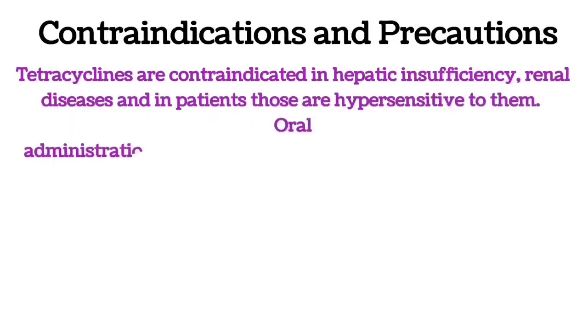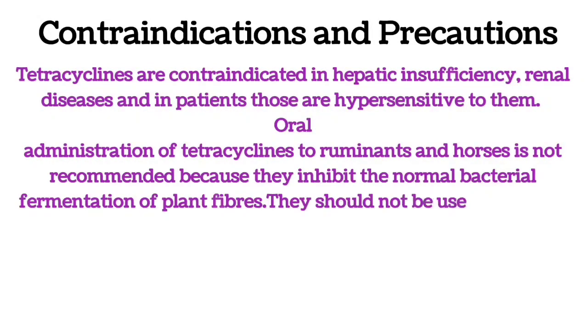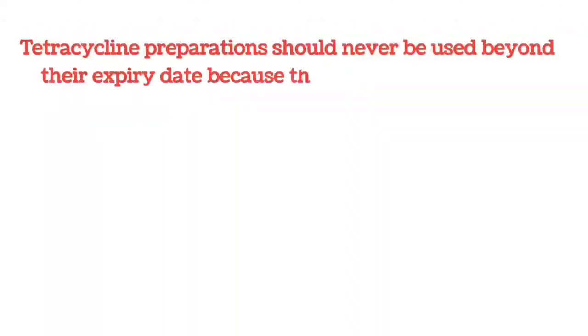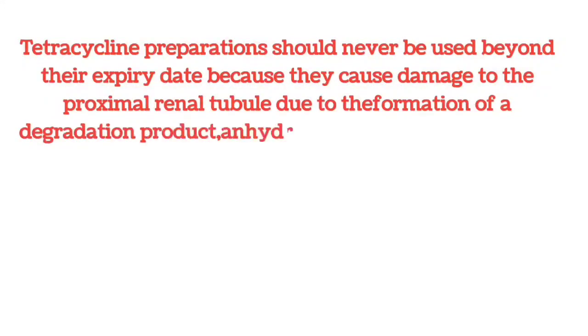Contraindications and precautions. Tetracyclines are contraindicated in hepatic insufficiency, renal diseases, and in patients who are hypersensitive to them. Oral administration of tetracyclines to ruminants and horses is not recommended because they inhibit the normal bacterial fermentation of plant fibers. They should not be used in the last 2 to 3 months of gestation in pregnant animals and up to 4 weeks in neonates.